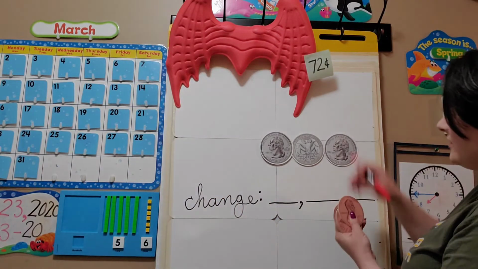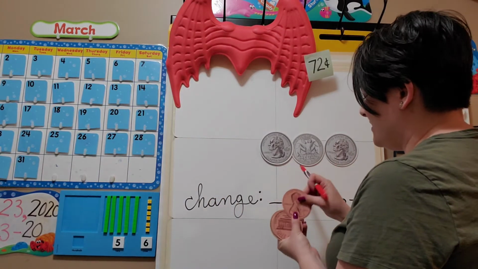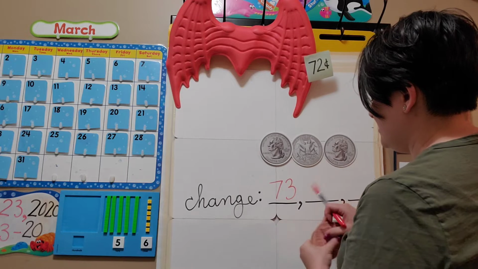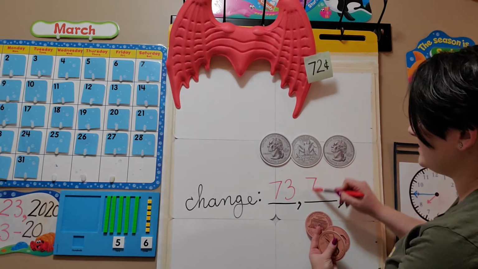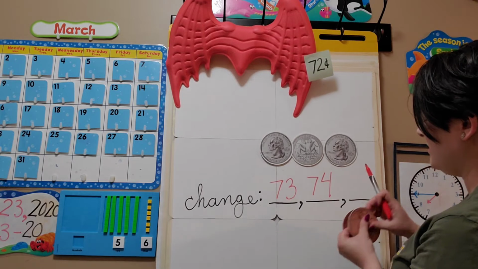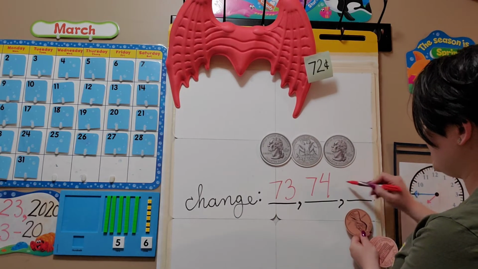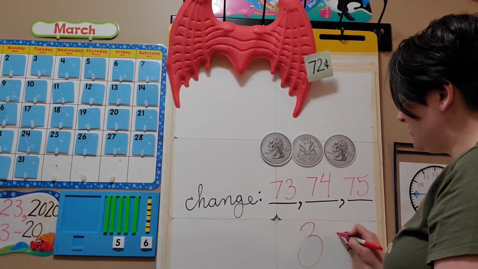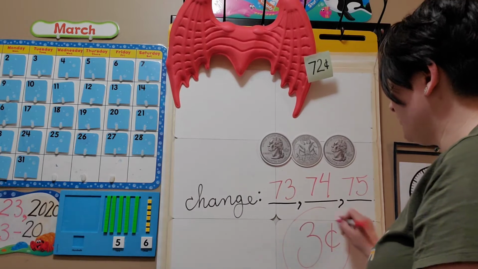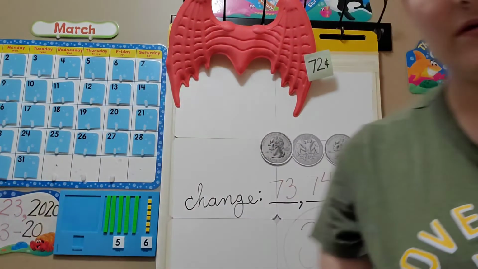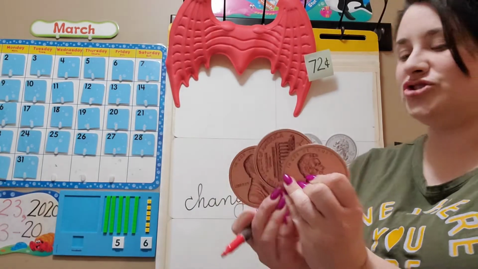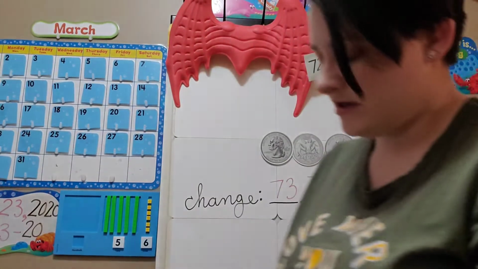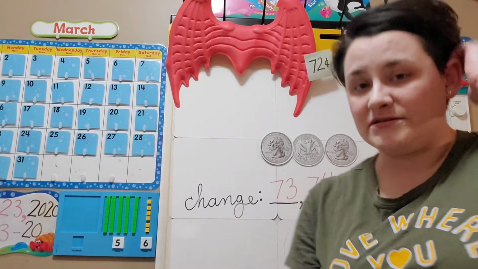Pennies. So let's count from 72 up to 75. They would say 73. Another penny would make 74. And one more penny would make 75. So my change would be 3 cents. 3 pennies would be my change, and I'd have my dragon wings, and I'd be left with 3 pennies. We'll practice that some more for morning meetings, okay?